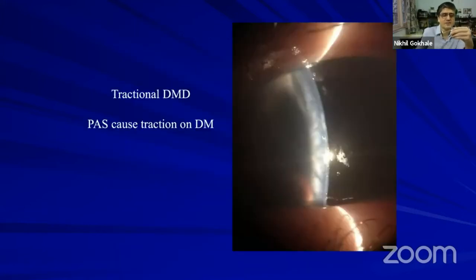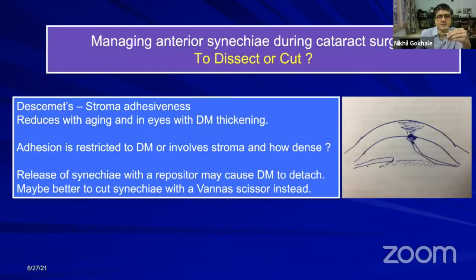Tractional Descemet detachment is not common with cataract surgery, but you can get it in very inflamed eyes. And sometimes we have a situation where we have synechia to deal with during surgery. If you have thick synechia with a lot of fibrosis, it's better to cut it rather than try to separate it, which may cause a Descemet membrane detachment.